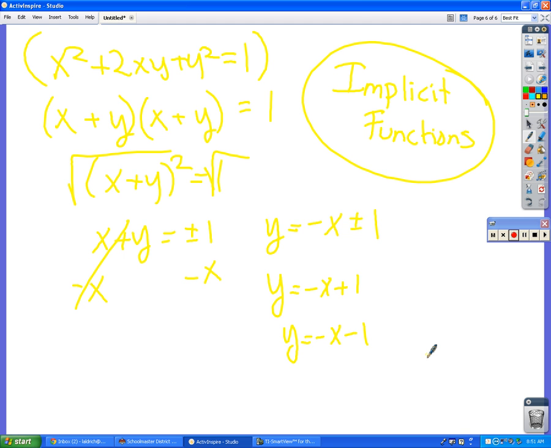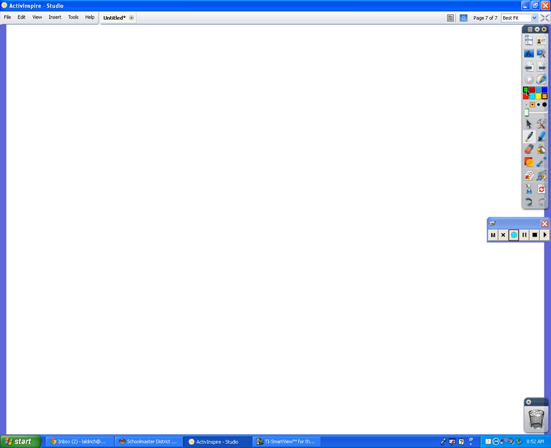So there's a way that we can get around that, and that's using something called parametric functions. So that's what we're going to look at now.